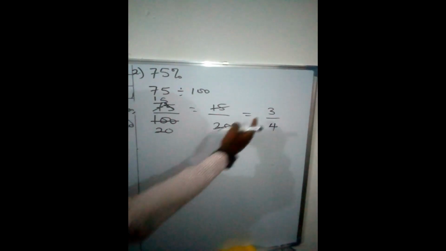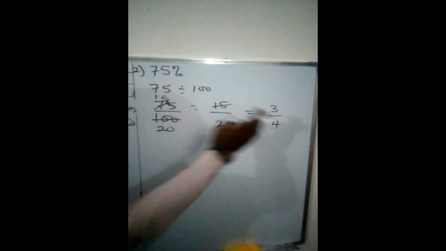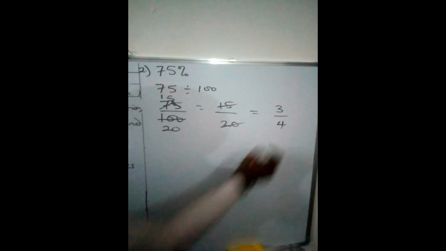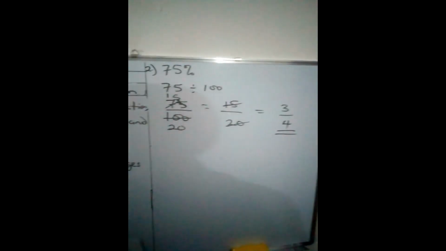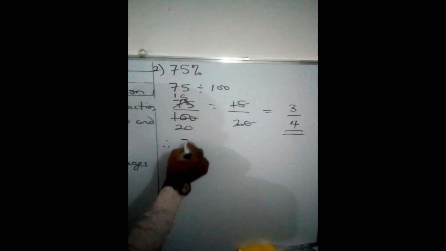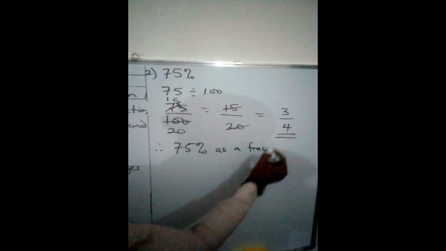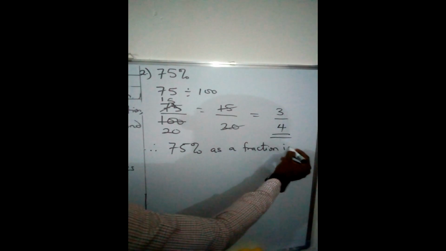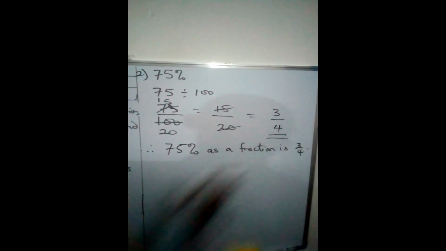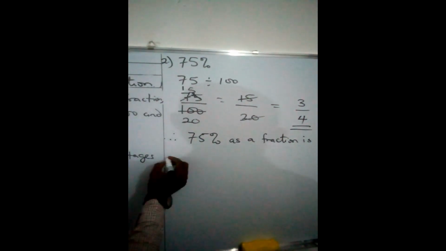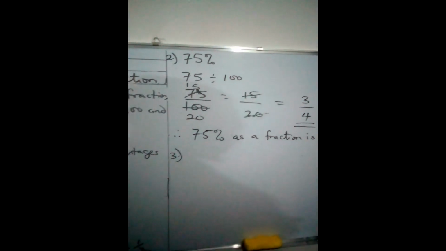And looking at this, nothing can divide through this again. This is the simplest form of this fraction, and that is our answer. So therefore, 75% as a fraction is 3/4. Alright, I would like us to take another example.